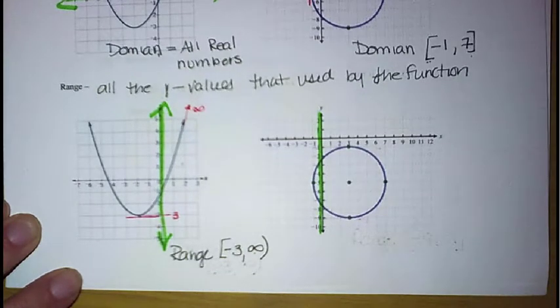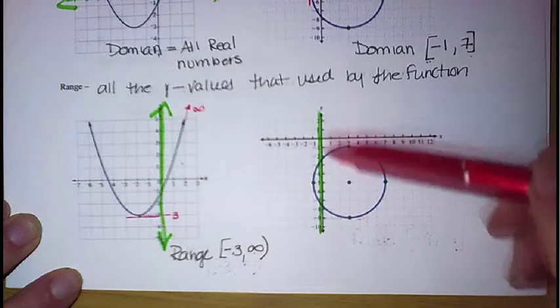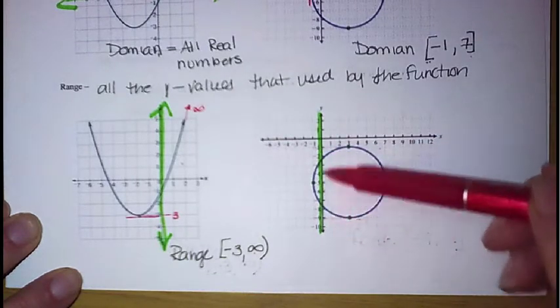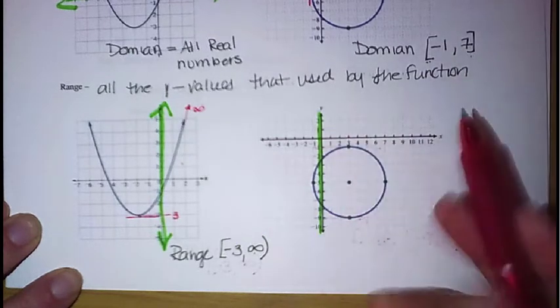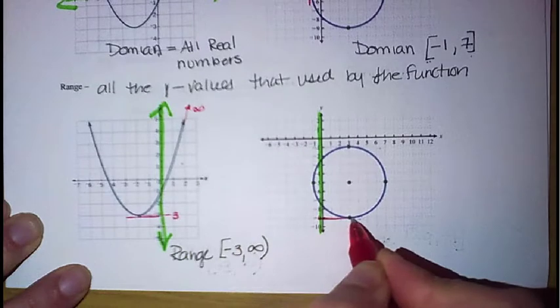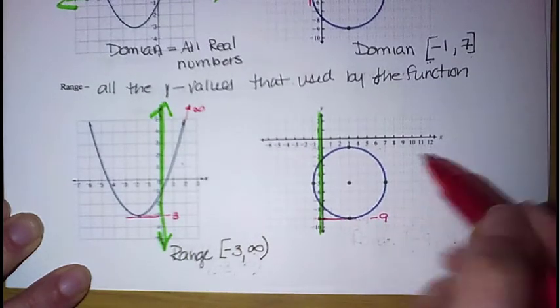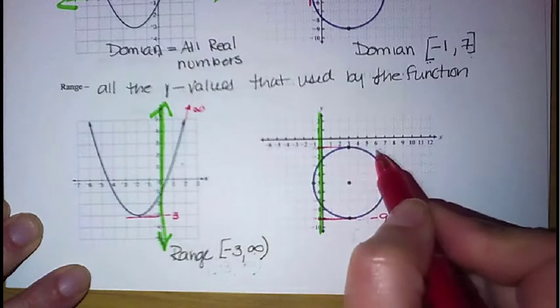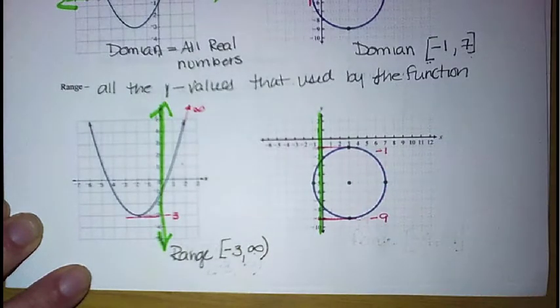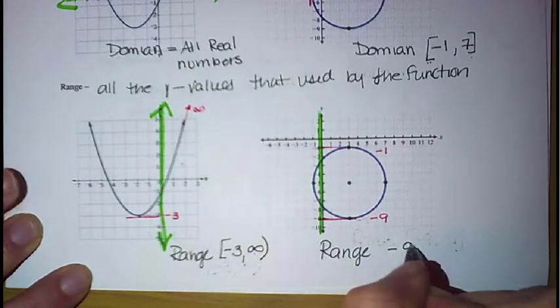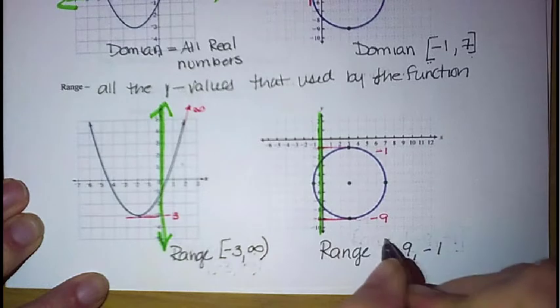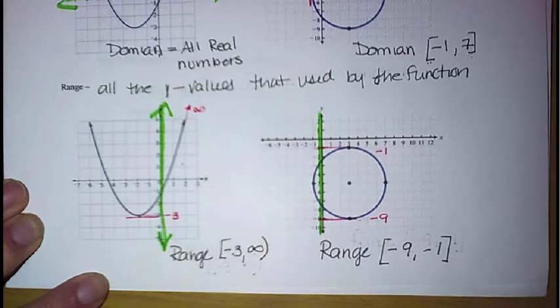Again, looking at the same thing for our circle. Again, remember we're looking at the values that are being used on our y-axis. So we're looking from bottom to top of our circle. Notice here that our circle stops down here at the bottom at -9, and up here at the top it stops at -1. So our range for our circle is going to be from -9 to -1, and we're going to use a closed bracket on both sides of that. Again, we're using a closed bracket because it has value at -9 and at -1.